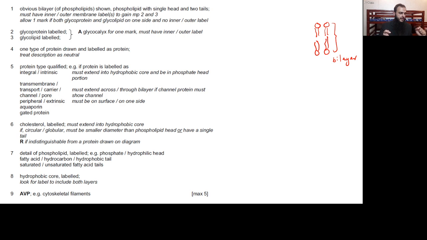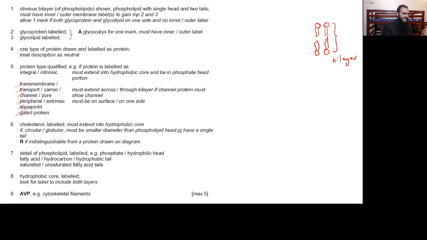Okay, look at point number 2: glycoprotein labeled and glycolipid labeled. You can refer back to the diagrams, and I'm sure that with the diagram that you have drawn, you can clearly see if you've missed out on these. Point number 4: one type of protein drawn, because there are many types of protein that we're going to look at at the end of the lesson today, inshallah. So that's what it means. Point number 5, protein type qualified. The first point is just for knowing proteins. The next marking point is for you to give all of those details. You can see these names that I'm sure you don't know at the moment, but we're going to come across them. These are all different types of proteins.